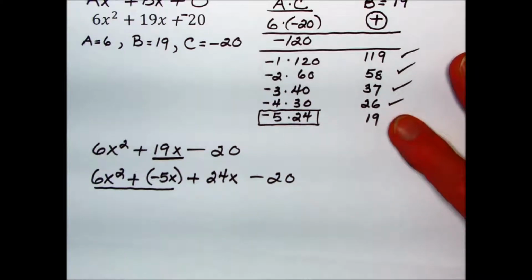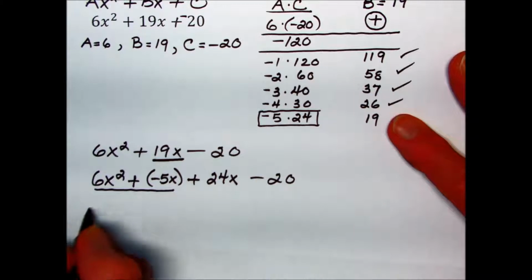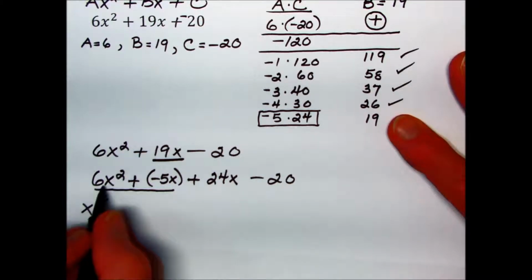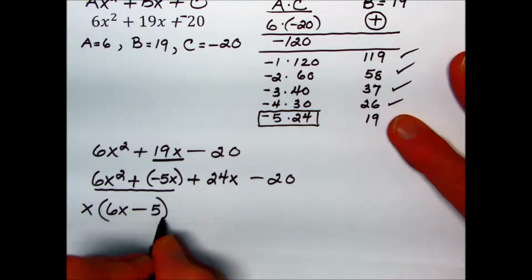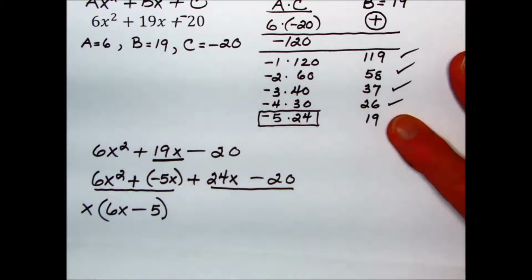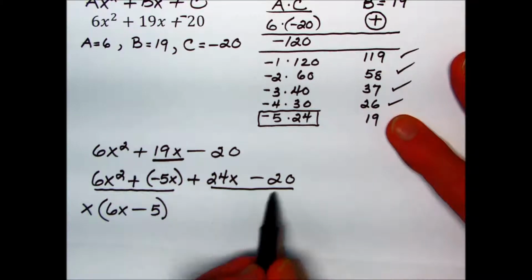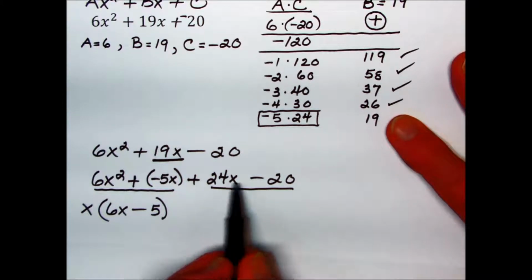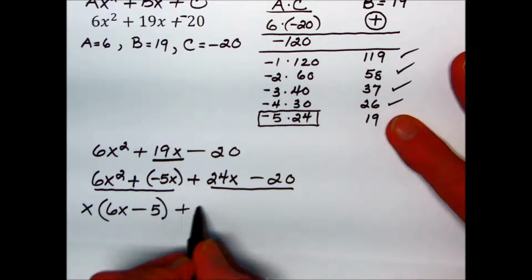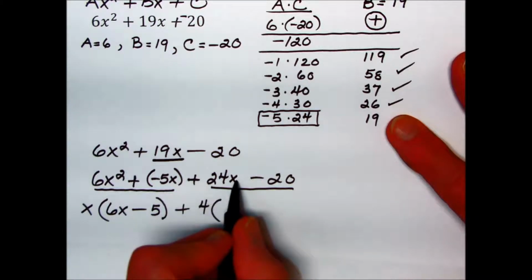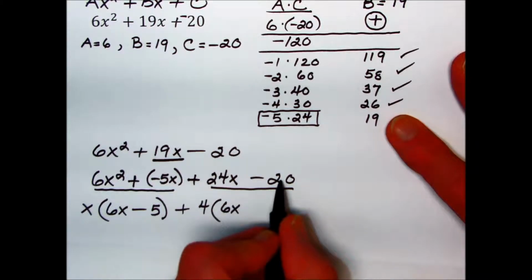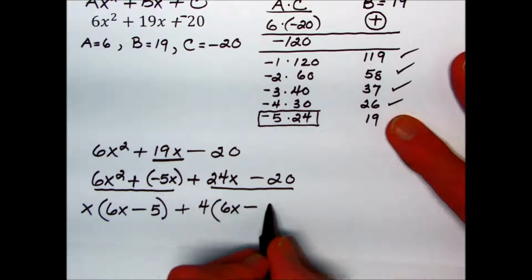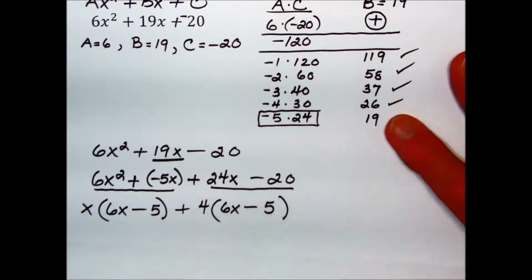First two terms, if I take those, what's common? The only common factor is x. Factoring out an x leaves us 6x. Factoring out an x leaves a minus 5. Grouping the next two terms, what's common between those two? Well, it's a number. And the greatest common factor is 4. 24x divided by 4 leaves us with a 6x. 20 divided by 4, and we have a minus there, will leave us with a 5.